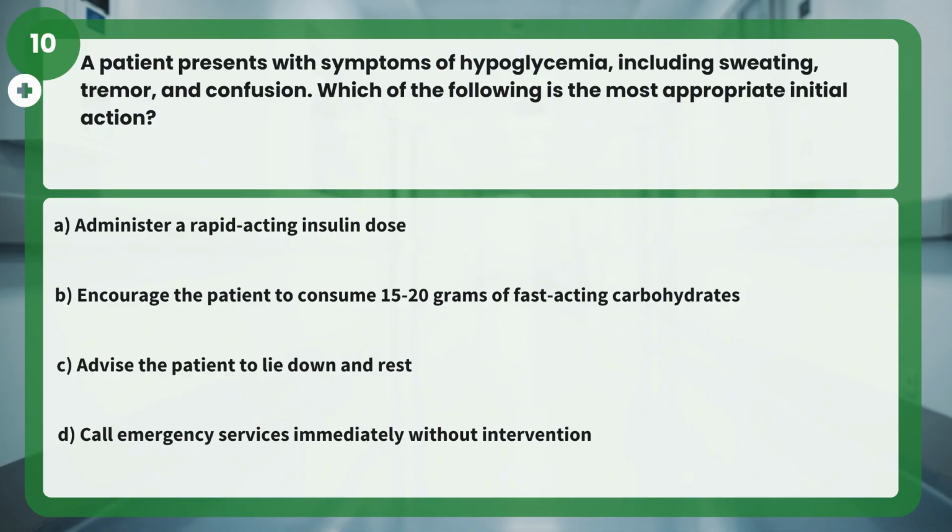Question 10. A patient presents with symptoms of hypoglycemia, including sweating, tremor, and confusion. Which of the following is the most appropriate initial action? A. Administer a rapid-acting insulin dose. B. Encourage the patient to consume 15 to 20 grams of fast-acting carbohydrates. C. Advise the patient to lie down and rest. D. Call emergency services immediately without intervention.